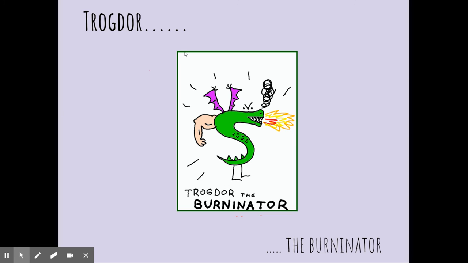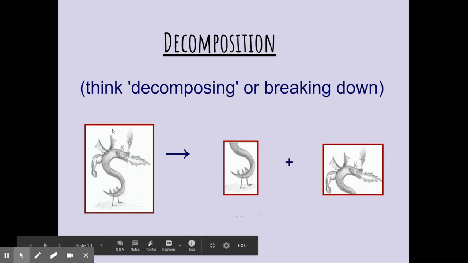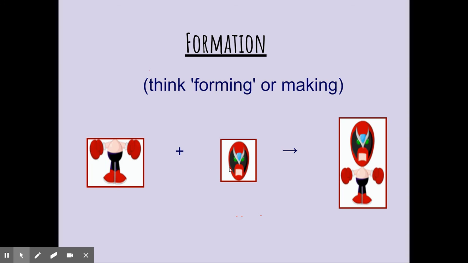I'm going to explain to you using Trogdor the 5 reaction types. So in a decomposition reaction, I want you to think decomposing or breaking down. What that means is if I had a full Trogdor, this Trogdor right here, and I'm decomposing him or breaking him down, I'm going to break him in half. So down to simpler elements, his top half and his bottom half. That's essentially decomposition of a full compound.